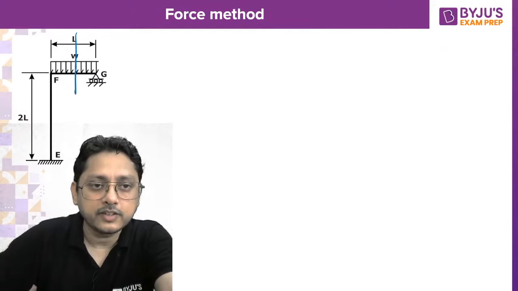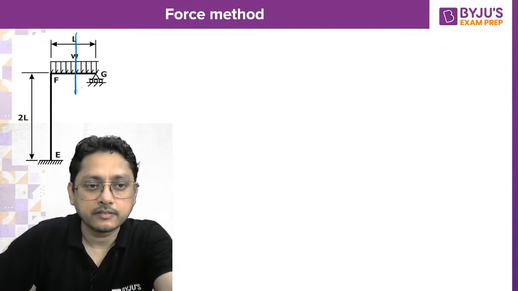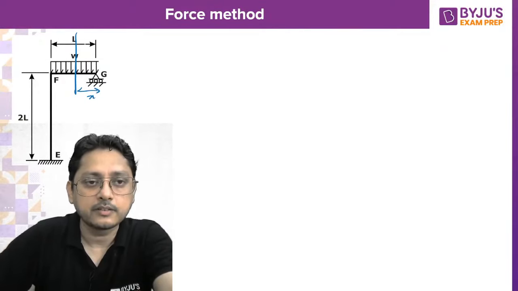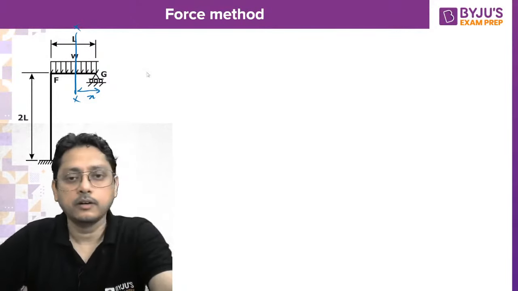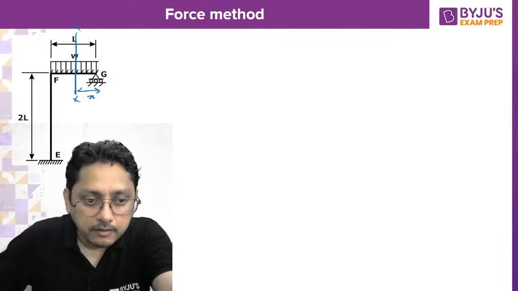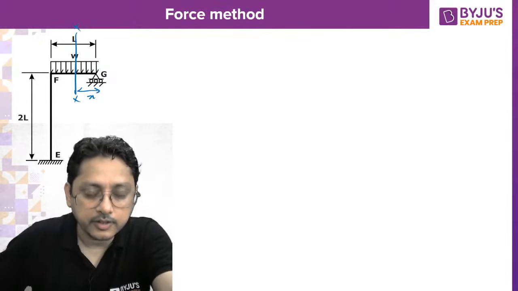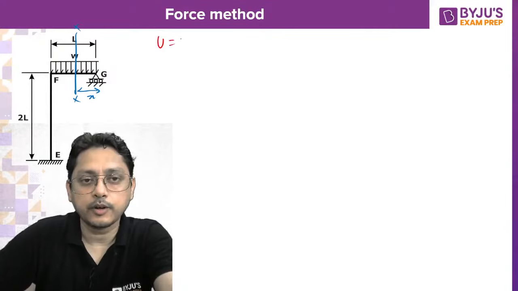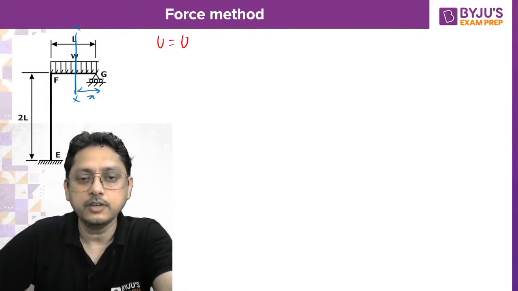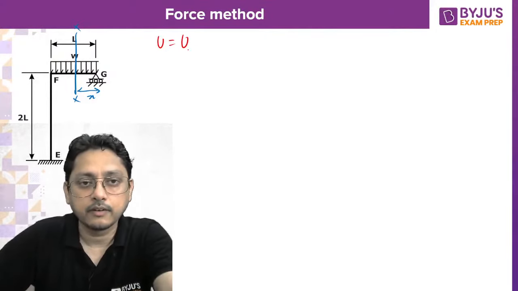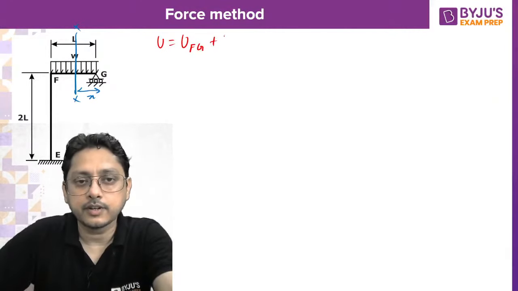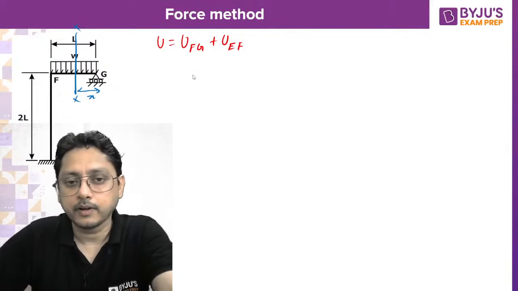So take the section here at some distance x. Suppose at x I am saying that. What is your bending moment? Let me write down. Sorry, what is your strain energy? First of all, I am going to write down strain energy for FG and strain energy for EF. Right. Now let us write down one by one.